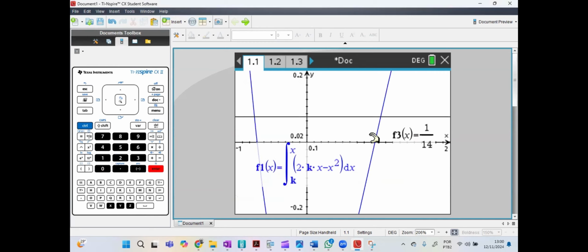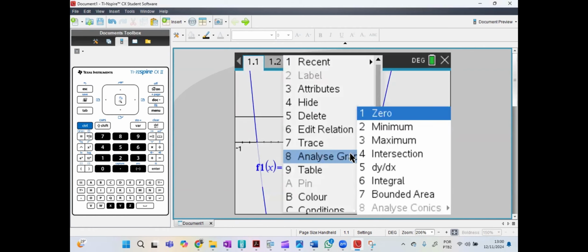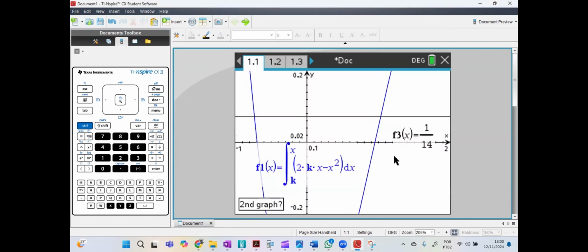So we are going to find the point of intersection by going here and then selecting Analyze Graph, Intersection. And then we need to find the second graph, which is this one. And then we give the boundaries, lower bound, upper bound. And that's the answer we're looking for, 1.03, just like in the other calculators.